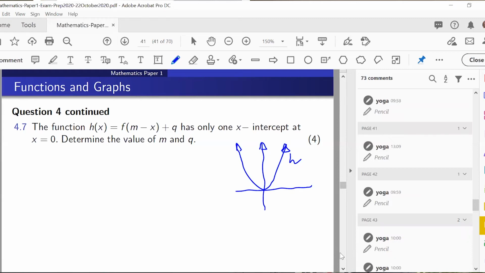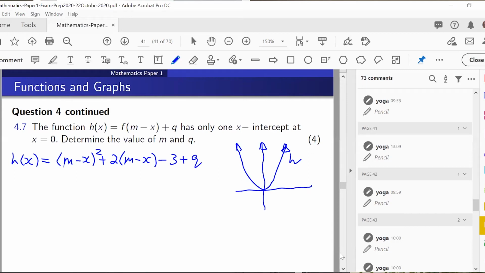Okay. Now, what we shall do first would be to simplify h of x. h of x will be f of m minus x, which means that where there is x in f, we put m minus x, plus b, our b was 2, m minus x, minus 3, plus q.